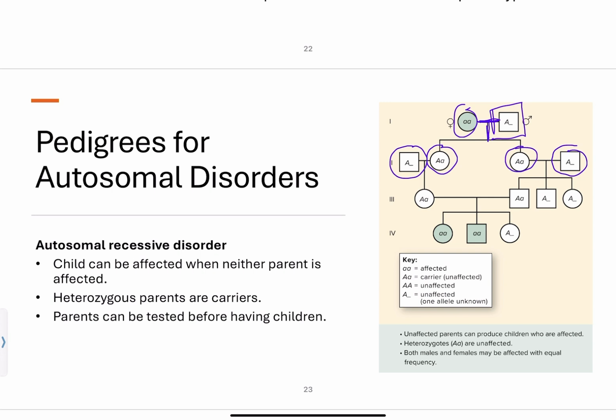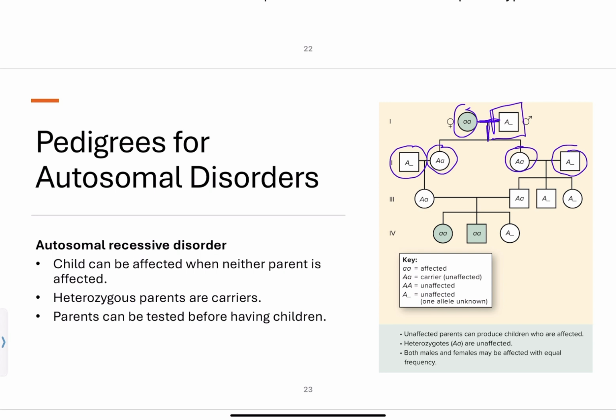You won't be tested on an exam to determine what the genotypes necessarily are, but you should understand what a pedigree represents: the circles, the squares, the inheritance, the horizontal lines, and the vertical lines.